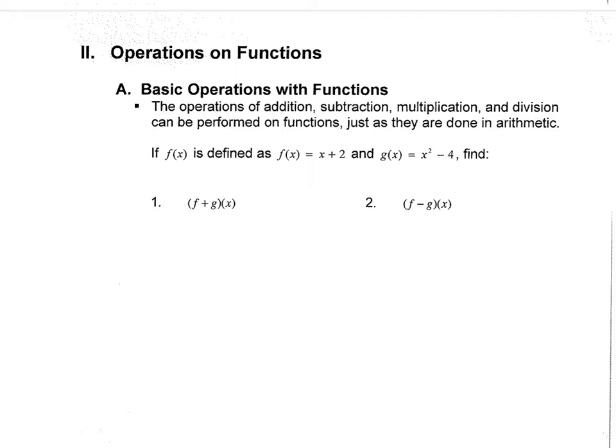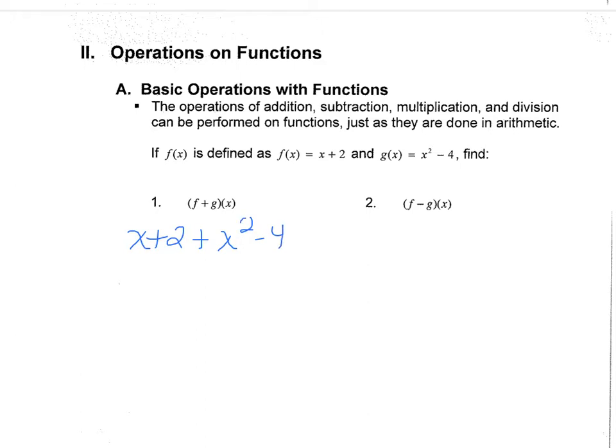So, if f of x is defined as f of x equals x plus 2 and g of x equals x squared minus 4, find the following. They want us to take f plus g of x, which means they want us to take the function f of x and add it to the function g of x. Okay, f of x is x plus 2, and we're going to add that to g of x, which is x squared minus 4.